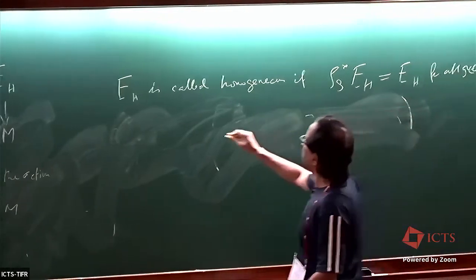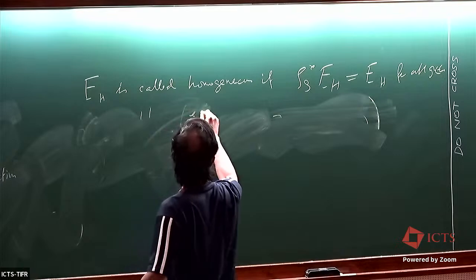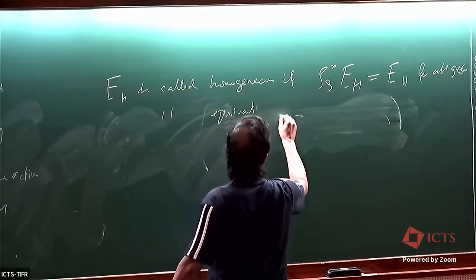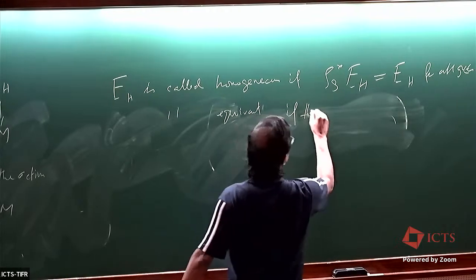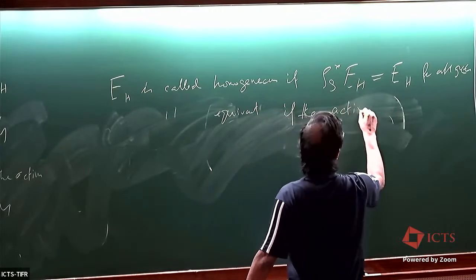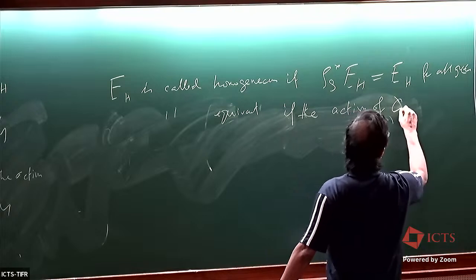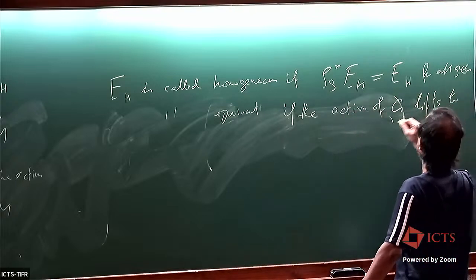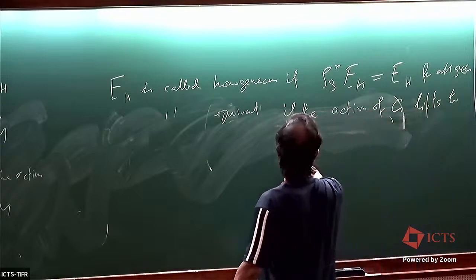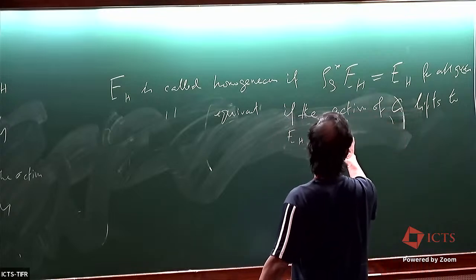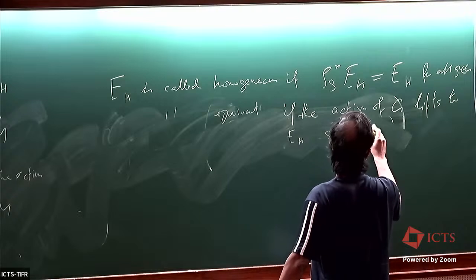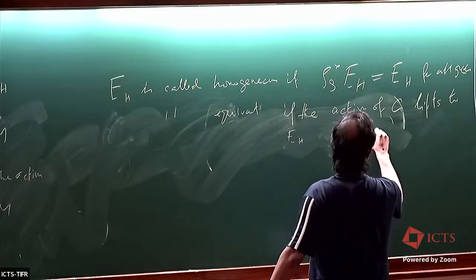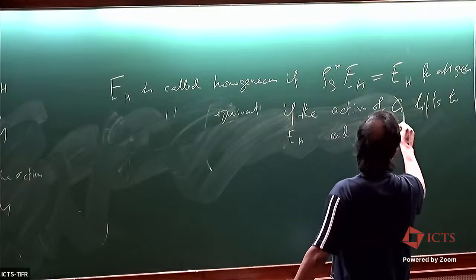And it will be called equivariant if the action of G lifts to E_H, such that the action commutes with the action of H.